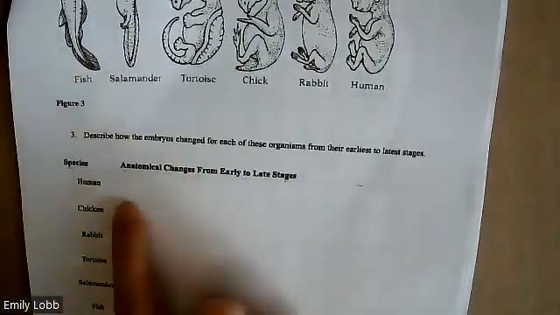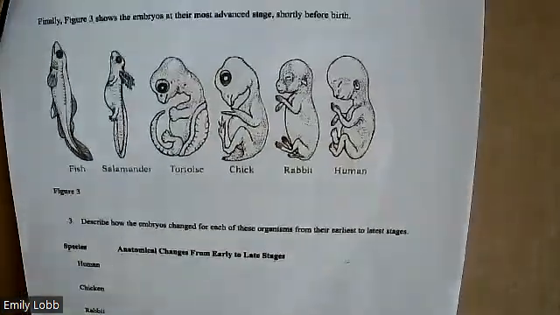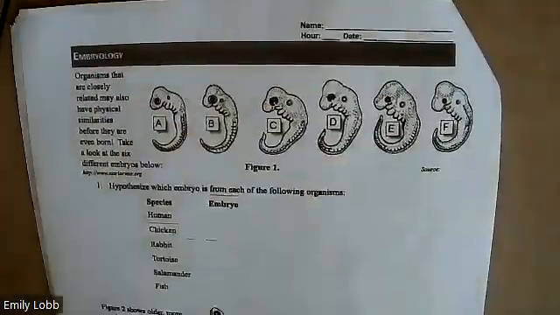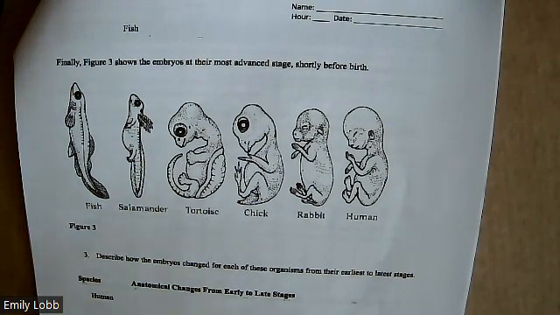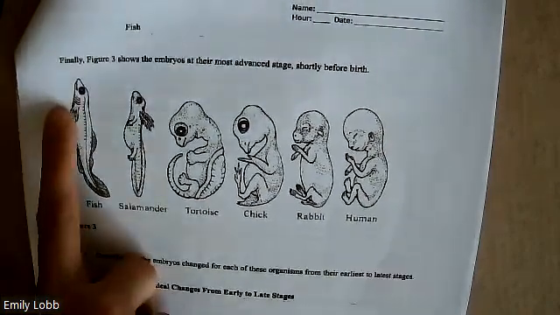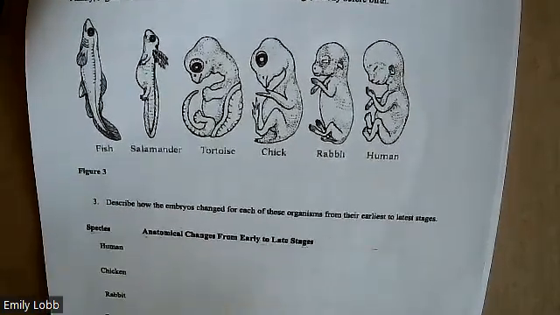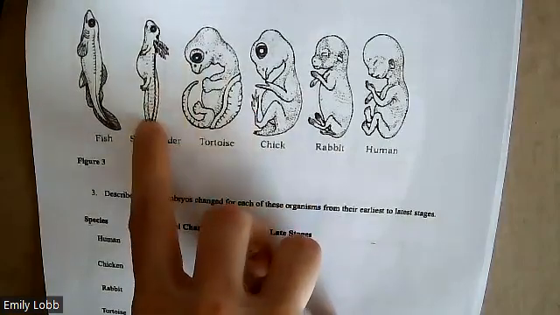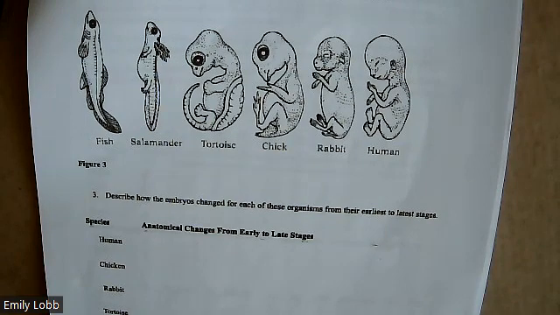So you're listing them. How did the human change? How did the chicken, the rabbit, the tortoise, the salamander, and the fish change from this to this? If we're talking generally about all of them, we would say they became more detailed, right? Certain parts in the fish changed to flippers, fins, and tails. Certain parts in the salamander changed to legs, feet, tail, and gills still?